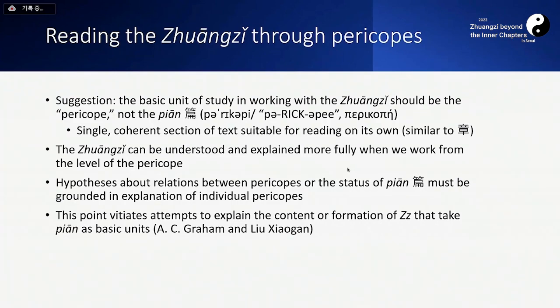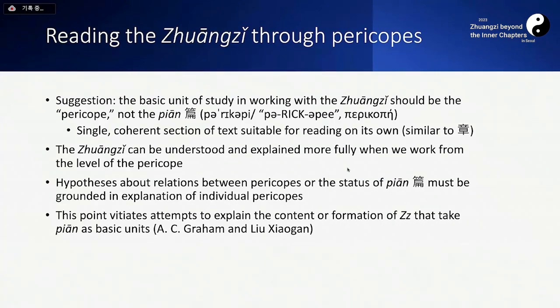So I want to suggest that we understand and explain the Zhuāngzǐ corpus more fully when we work from the level of the pericope. And any insights stemming from relations between pericopes and groups of them collected into the same Piān, or between groups in different Piān, have to first be grounded in interpretation and explanation of individual pericopes. Now, that point may seem simple, but note that it vitiates several prominent previous attempts to explain the content and formation of the Zhuāngzǐ. If we take that point seriously, then well-known work by A.C. Graham and Liu Xiaogan is rendered almost irrelevant, because they both take the Piān as basic units.